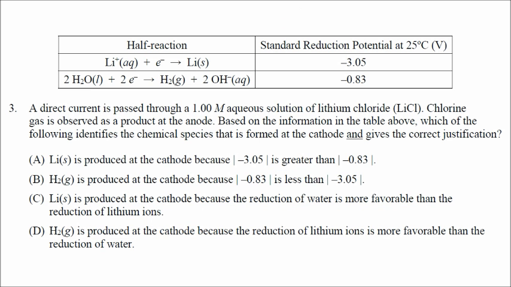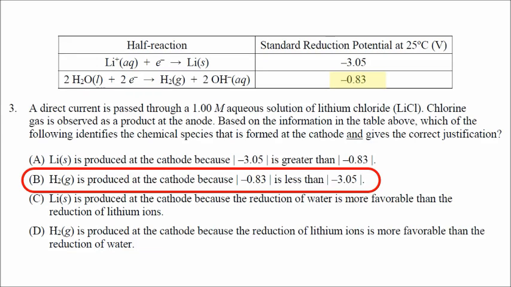So because the magnitude of those numbers, 0.83 is a smaller magnitude than 3.05, it's going to be easier to reduce water than it is to reduce lithium ions. So correct answer is that hydrogen is produced at the cathode because the magnitude of that reduction potential for the formation of hydrogen is smaller.